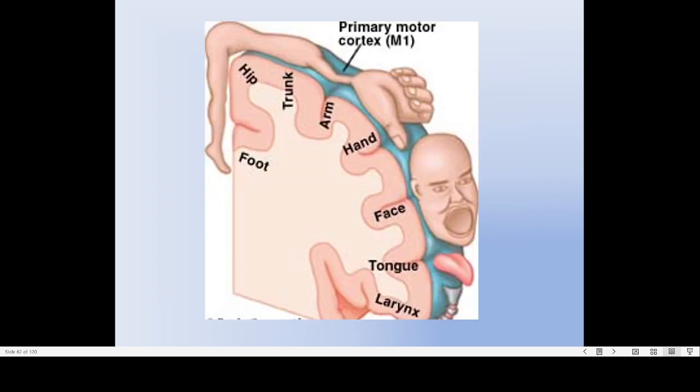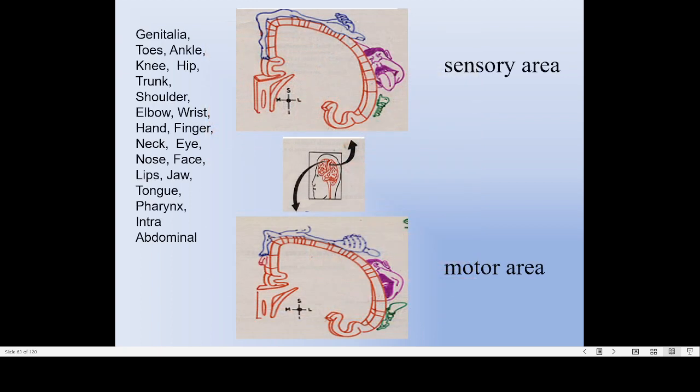The body is represented upside down in the motor area as well as in the sensory area. The representation means the center of the sensation as well as the motor. The centers, especially in the cerebral cortex region, are usually called upside down, in the sensory area as well as in the motor area.